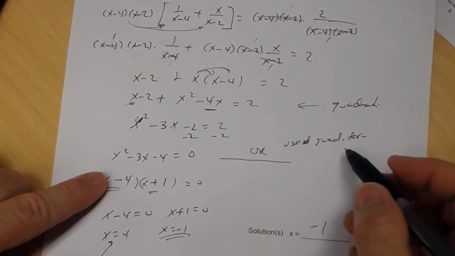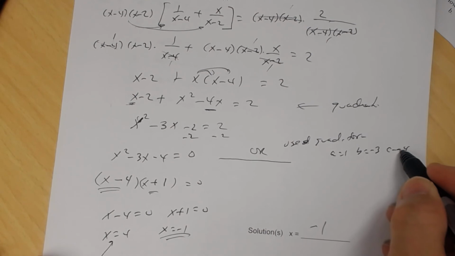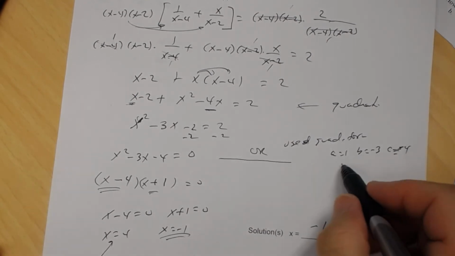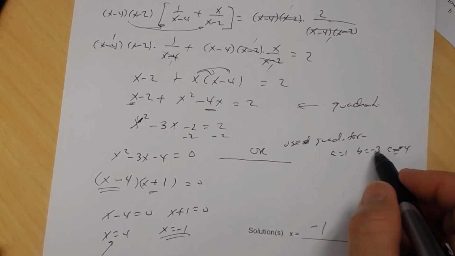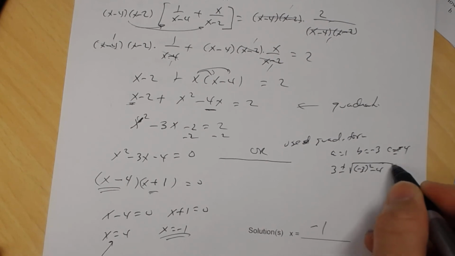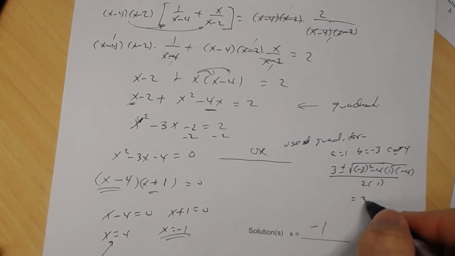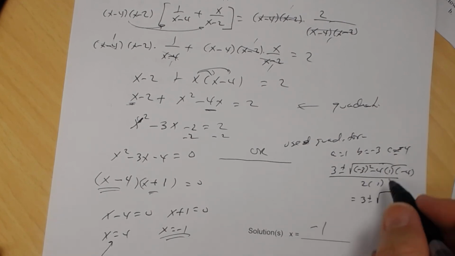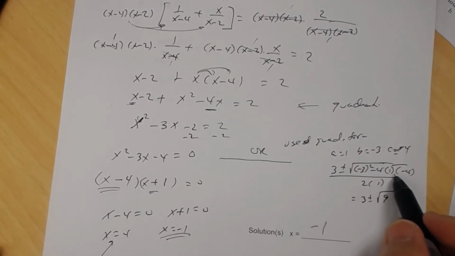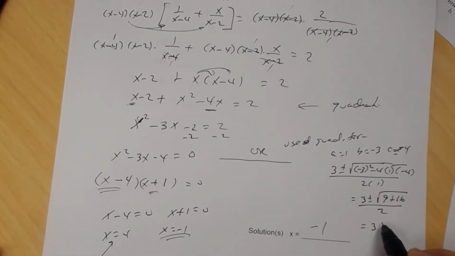In this case, if you use the quadratic formula, a is 1, b is -3, and c is -4. And so we get the opposite of b, so the opposite of -3 is +3, plus or minus the square root of b squared minus 4 times a, which is 1, times c, which is -4, all over 2 times a, and a is 1. So that equals 3, plus or minus the square root of -3 squared, which is 9, minus 4 times 1 times -4, which is +16, all over 2. So that becomes 3 plus or minus the square root of 25, all divided by 2.